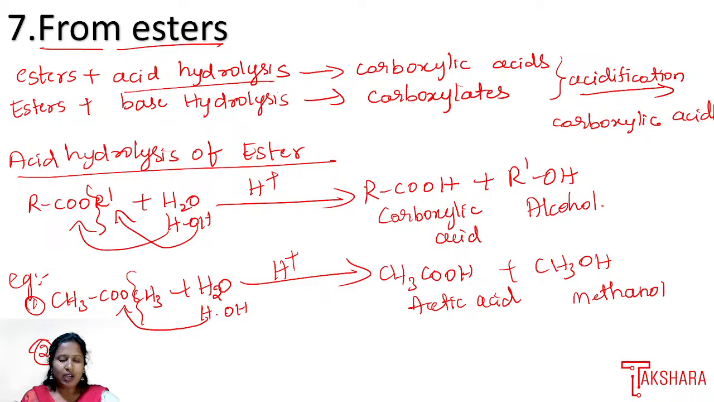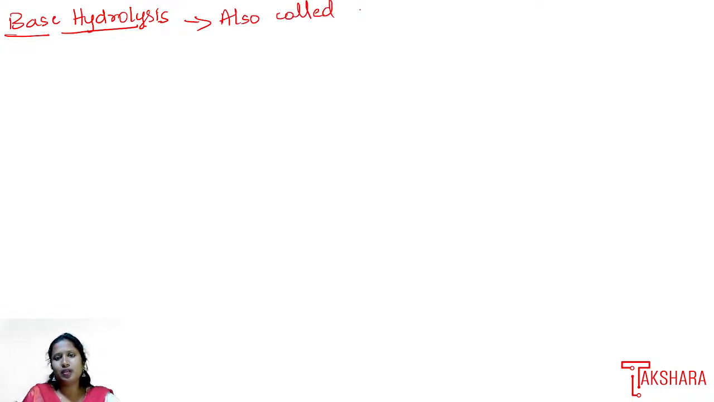Then similarly, let us take one more example. So we have C6H5COOC2H5 plus water, in the presence of base hydrolysis. So base hydrolysis of an ester is also called saponification. Why it is so called, because as a product you will get soap-like carboxylate salts. Sorry, not esterification, saponification.